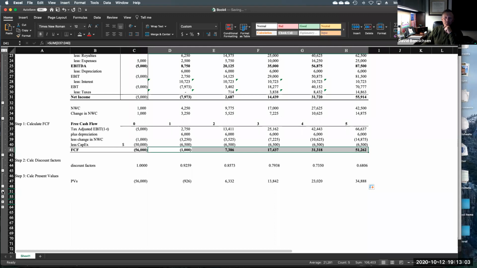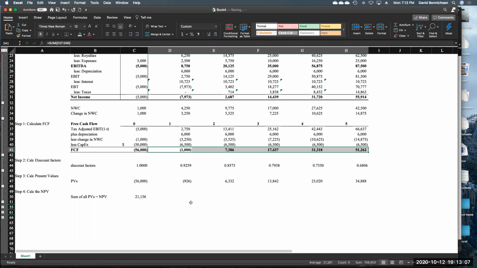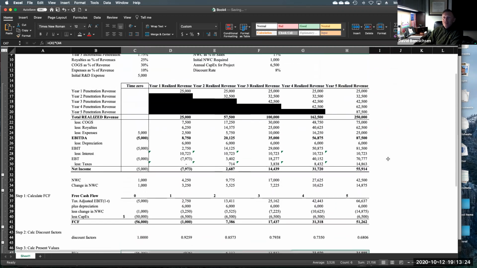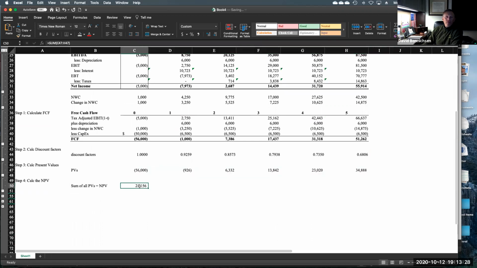Okay, so step 4 is to calculate the net present value. When we sum all of the future cash flow values discounted back into today's dollars using the appropriate discount rate, we come up with the net present value of the project. Okay, so we spent $56,000 of our money today.